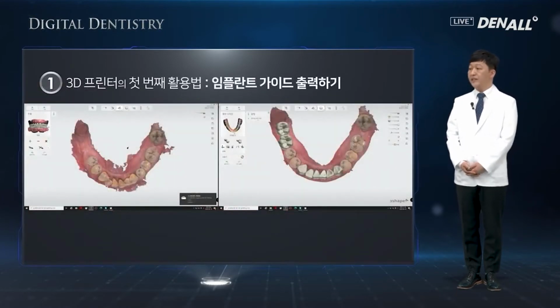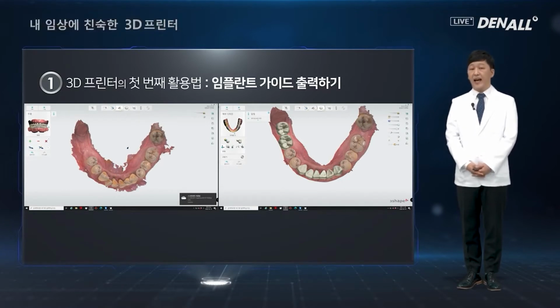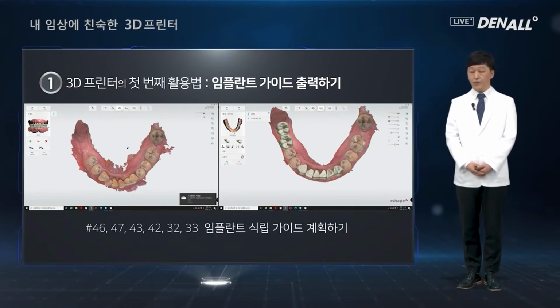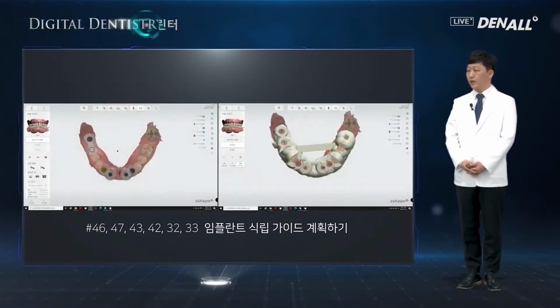The first 3D printer usage is to print an implant guide. The patient had so many teeth to be extracted. For the stability of a guide, we fabricated 2 guides. One is for the lower anterior and the right molars. The guide is designed and fabricated like this.